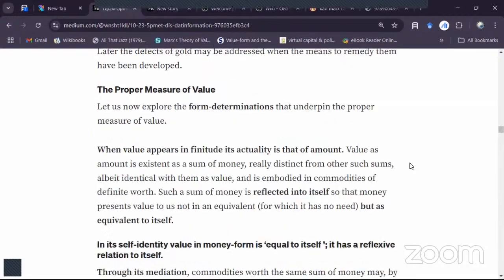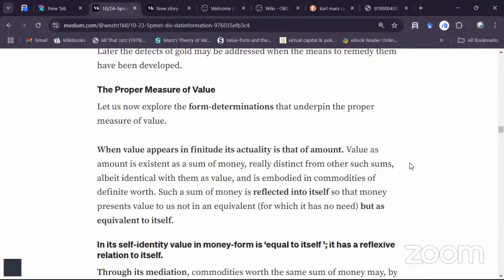And that did actually happen, right? Japan untethered itself from gold for a while, et cetera. Well, still is. And other things, because of the way they treated their economy, they didn't screw up as much. And of course, they didn't have as much money to screw up. So that was another question. The proper measure of value. Let us now explore the form determinations that underpin the proper measure of value.